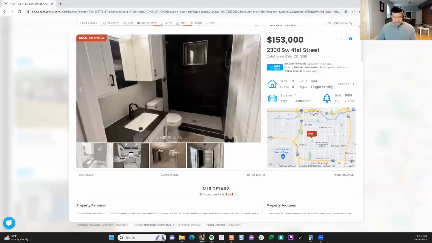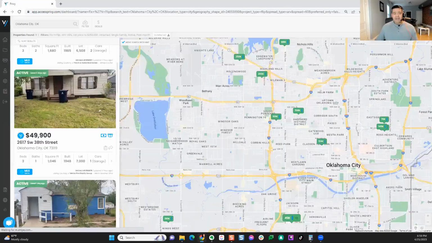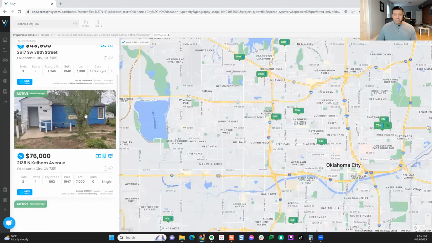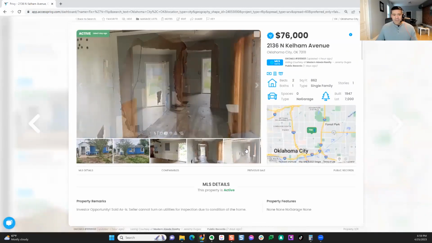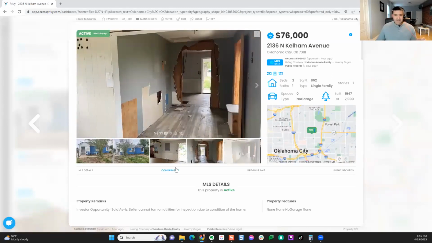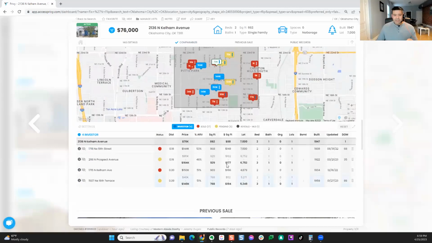So this one's a deal too, right? 49 grand. And we got flips happening at 154, 153, 175, and this is going to be right around 30% of the ARV. Absolutely insane. It could take you months and months to find a property that low at a percentage of ARV. But because of the high investor activity areas and the way the algorithm works, it's just plucking these things right out. 76 grand.